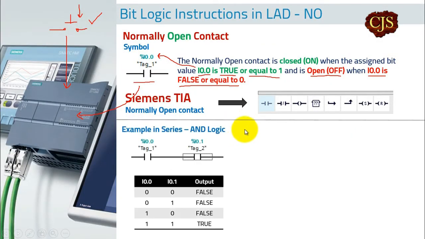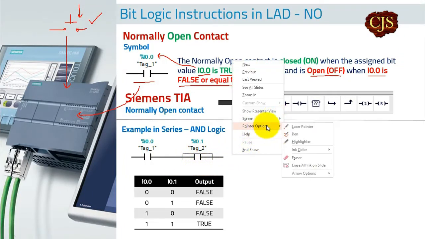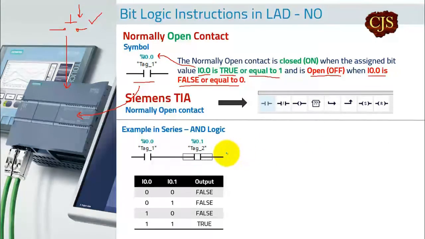Now let's see some examples. We can connect contacts in series. You have two contacts, Tag 1 and Tag 2, with the addresses I0.0 and I0.1. You can connect them in series. If you connect them in series, the output will be false if both the contacts are 0, meaning both contacts are false. There will be no output here. The output is false again if only one of the contacts is true, which is I0.1. If I make it true by pressing the switch, the output again will not be on because the signal will not flow.